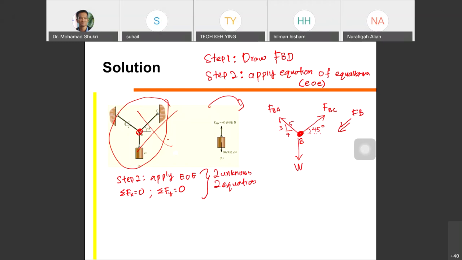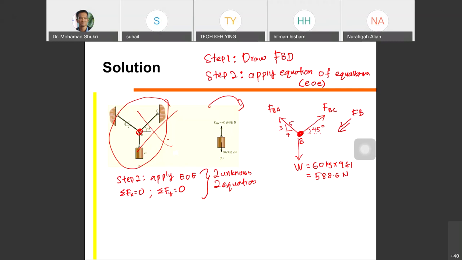For example, you have the weight. We have 60 kilogram times 9.81 for newtons. So you get 60 times 9.81, which is 588.6 newtons. All right. So you have W, you got the value. So you are left with FBA and FBC. So these are your two unknowns. Okay, so apply the equation of equilibrium.